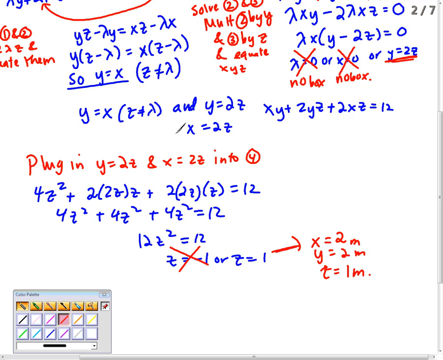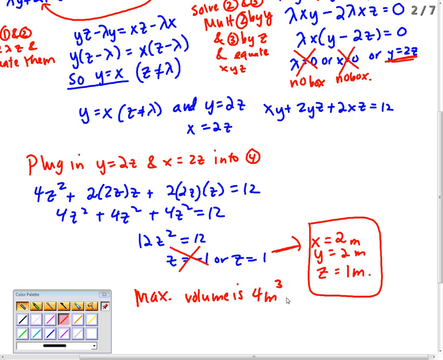But what happens to z not equaling lambda? You have to write that or not? No, not in this, because it didn't ask me in terms of lambda if I was finding lambda. So lambda can't be 1 then, right? But it doesn't matter for our problem. The question said maximize the volume, so the maximum volume is 4 meters cubed. Does that make sense?